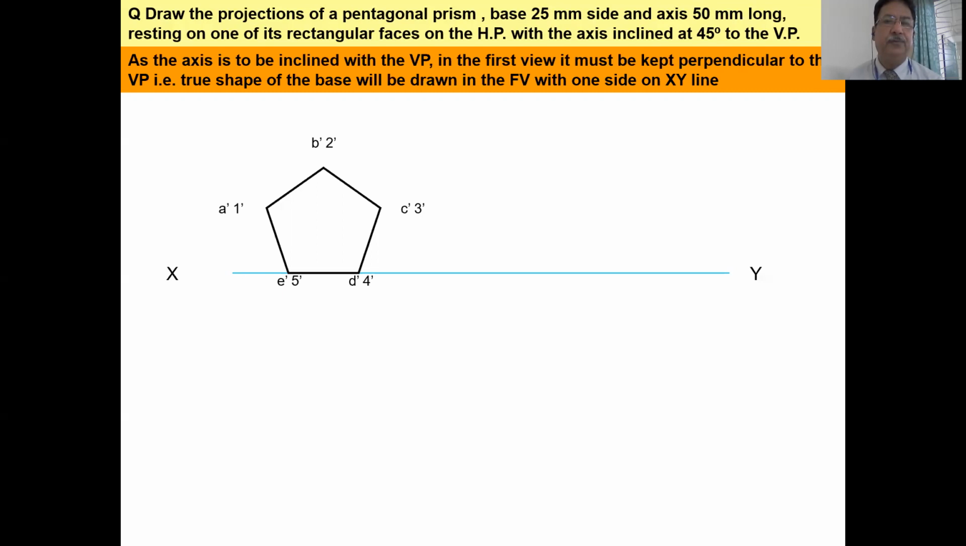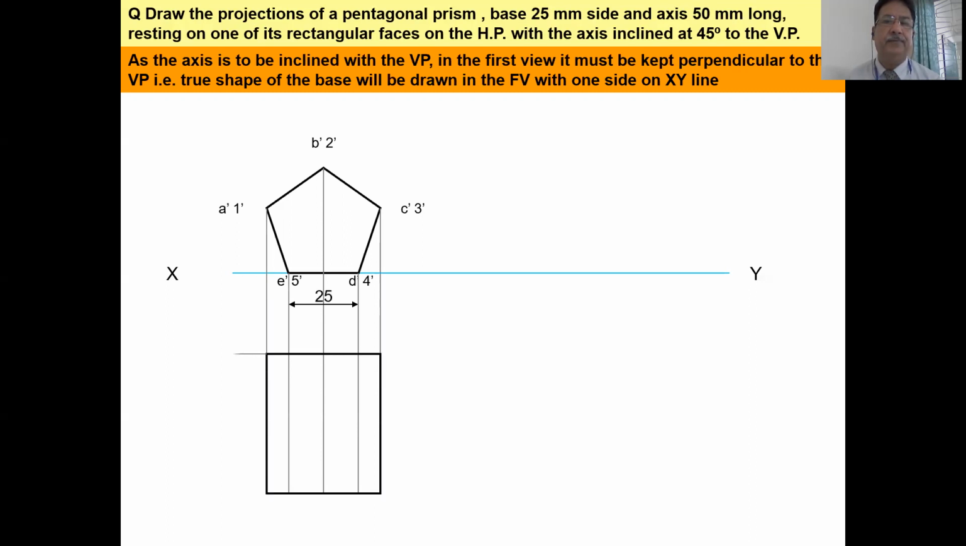Now with the help of this front view, I can easily draw the top view. The dimensions are given: 25 will be the base side and 50 mm will be the length. So this is the rectangle we get in the top view. When we look from the top, the edges a'1', b'2', and c'3' will be visible, but the other two edges, d4 and e5, are dotted lines as they are not seen from the top. So this is the figure in the top view.